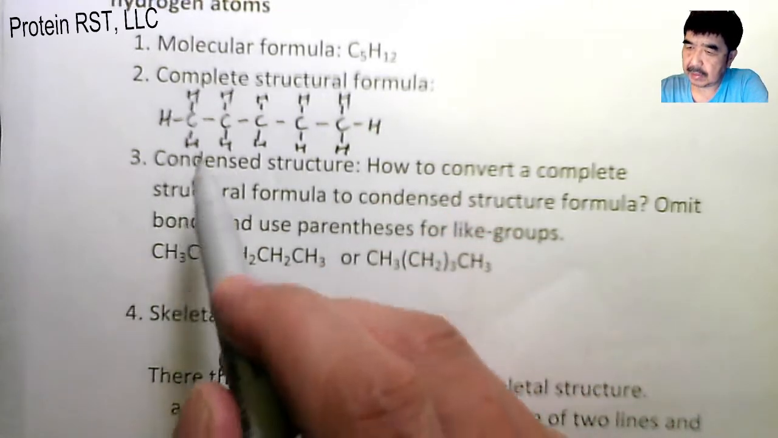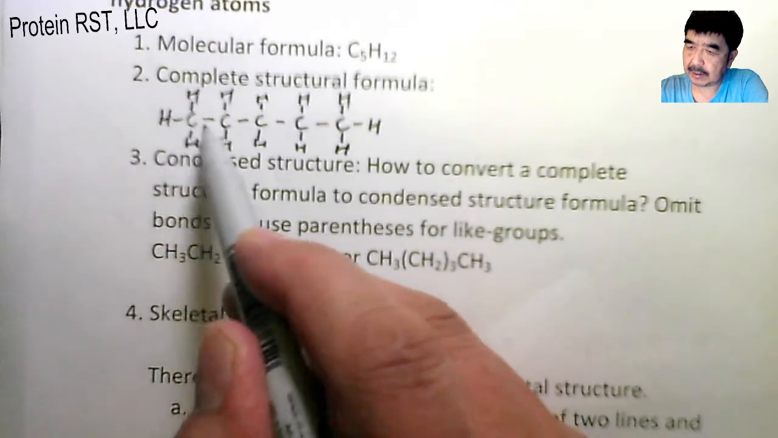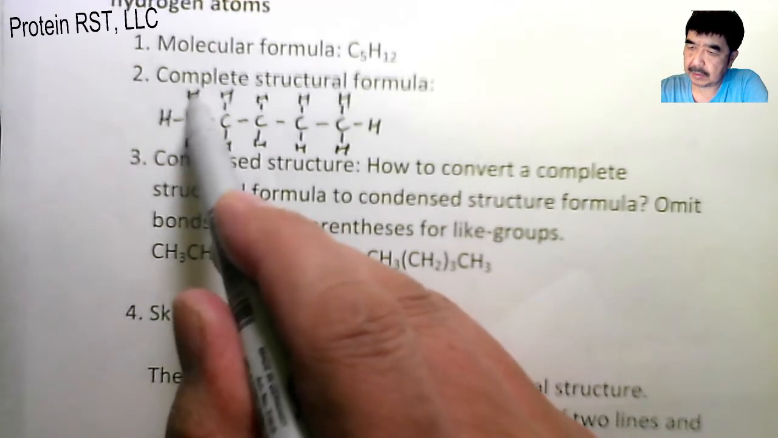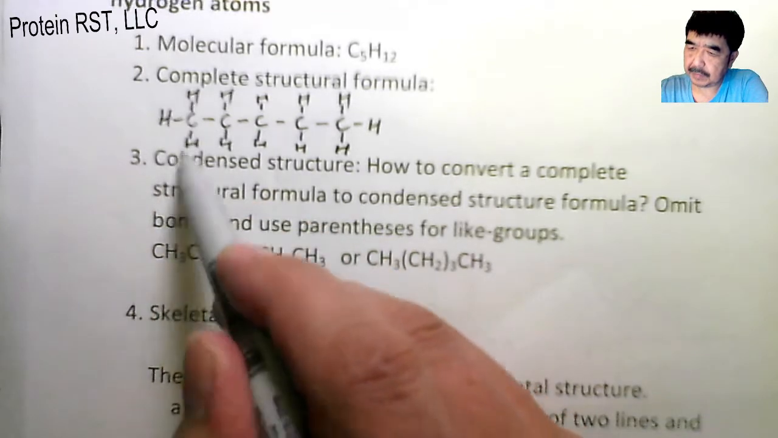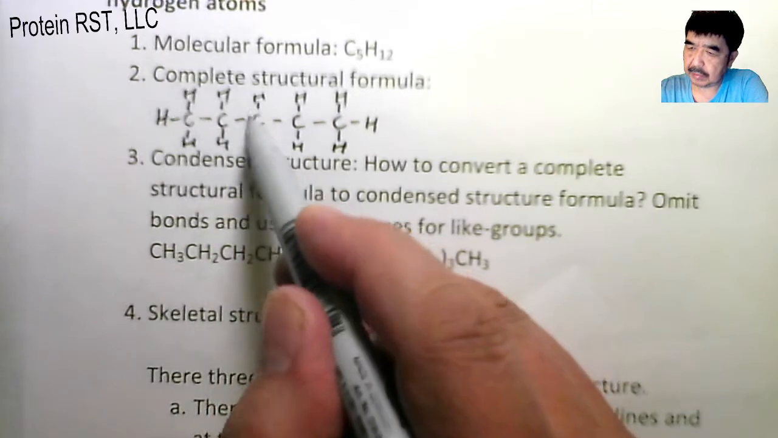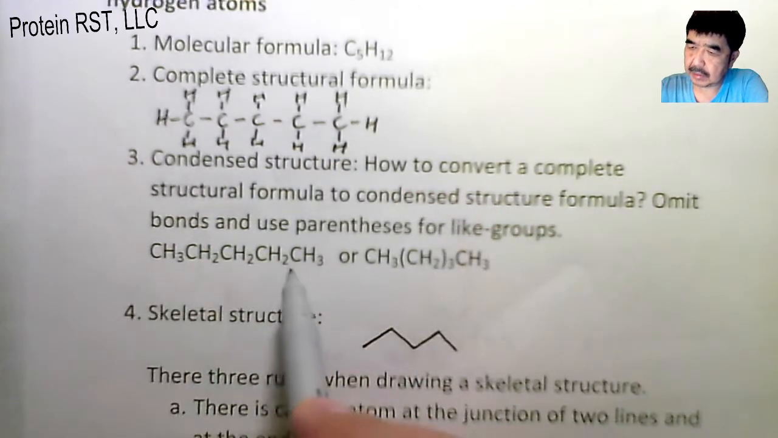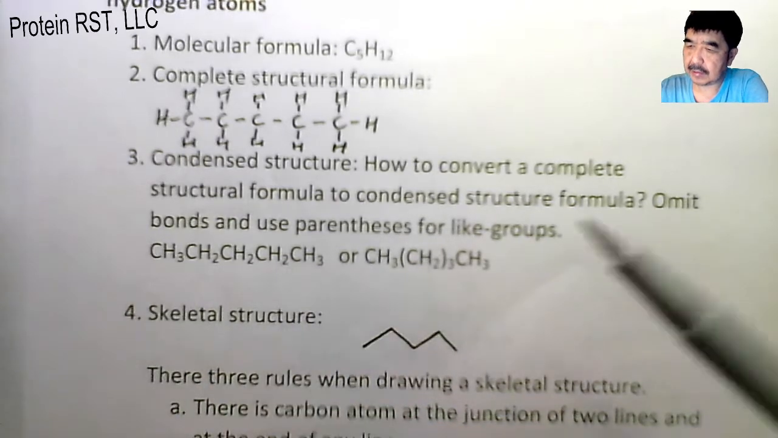We start from this side, and this is CH3. And this is CH2, CH2, CH2, CH3. This is called a condensed structure.